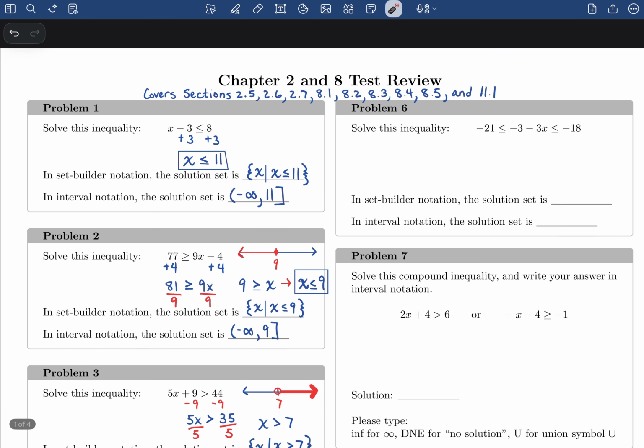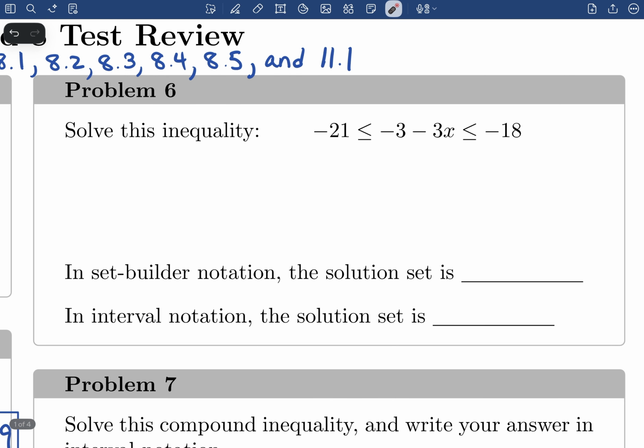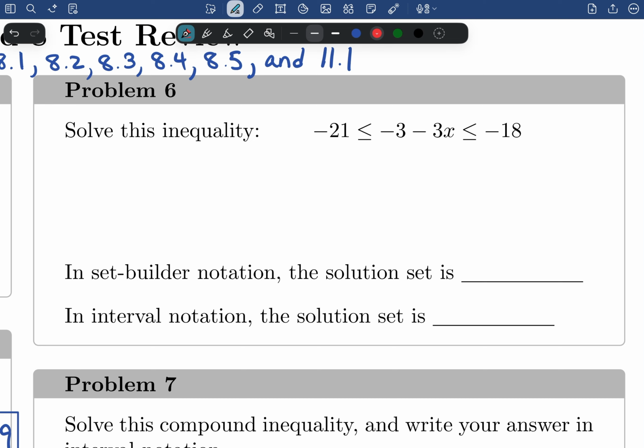We're on problem number 6. And it says solve this inequality. This is a compound inequality, also called a double inequality, because I've got this thing that's less than or equal to this thing that's less than or equal to this thing. I have two inequalities in one single statement. Now, we want to get x alone, the variable. And so we're going to apply any changes we make to all three parts of this double inequality.